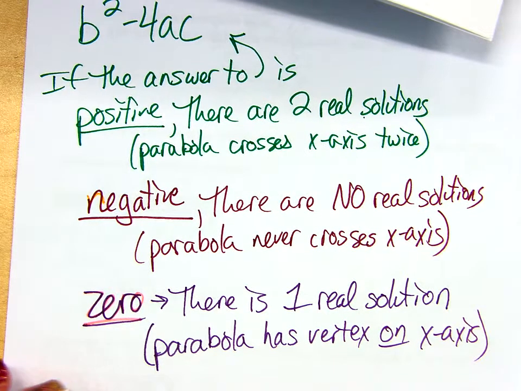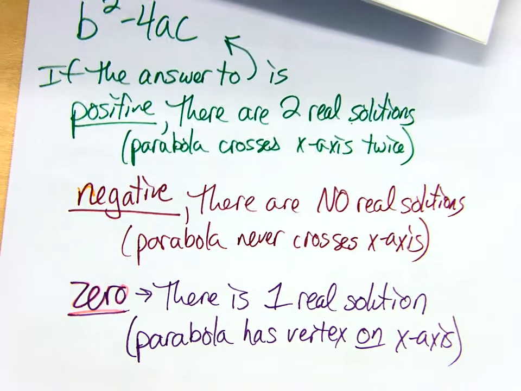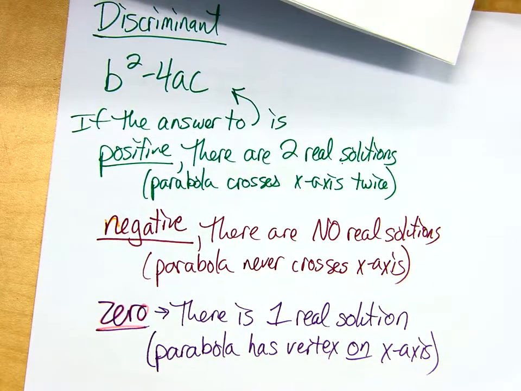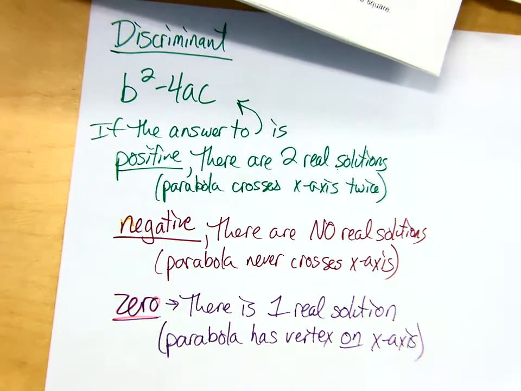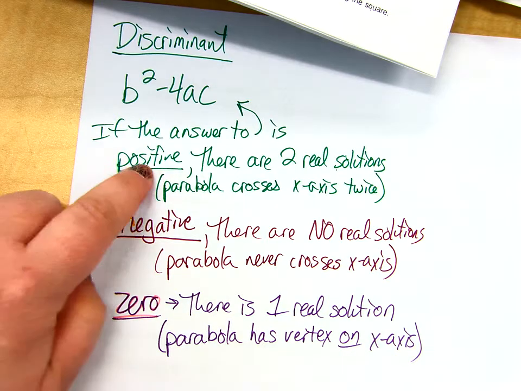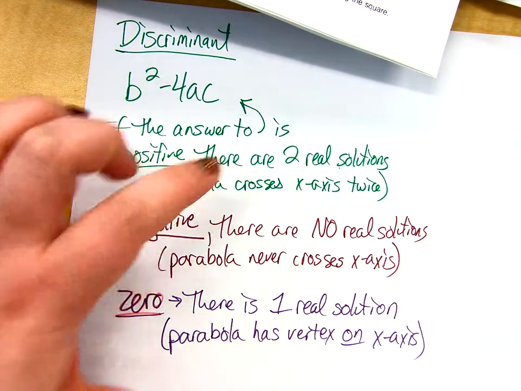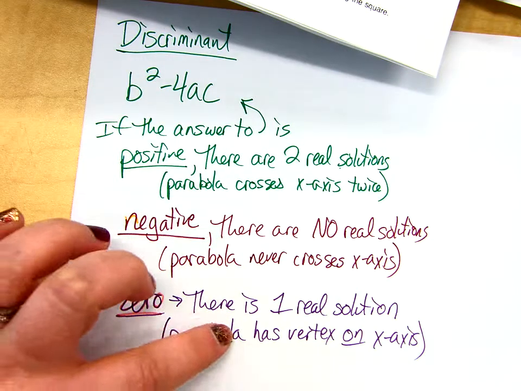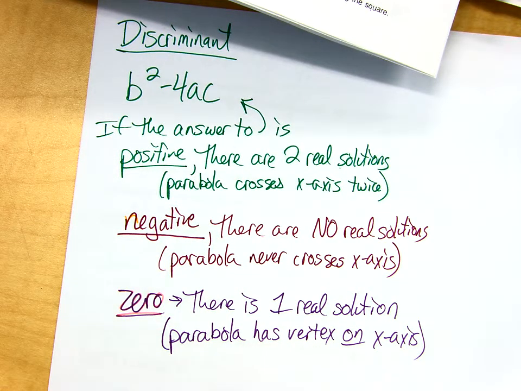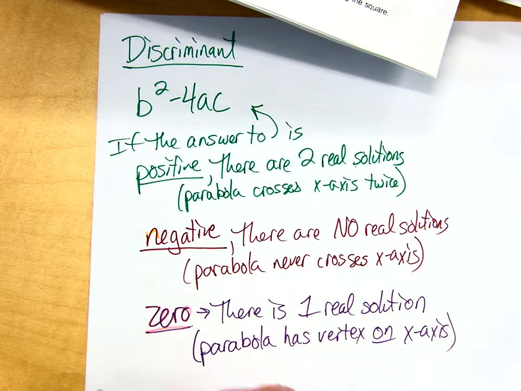So all I want you to be able to do for today, I'm going to give you a quadratic, and I want you to do b squared minus 4ac and tell me which of these three cases it is. Will it have two solutions, no solutions, or one real solution? Tomorrow we'll find out what those solutions are with the rest of the quadratic formula, okay? So let's do a couple examples.